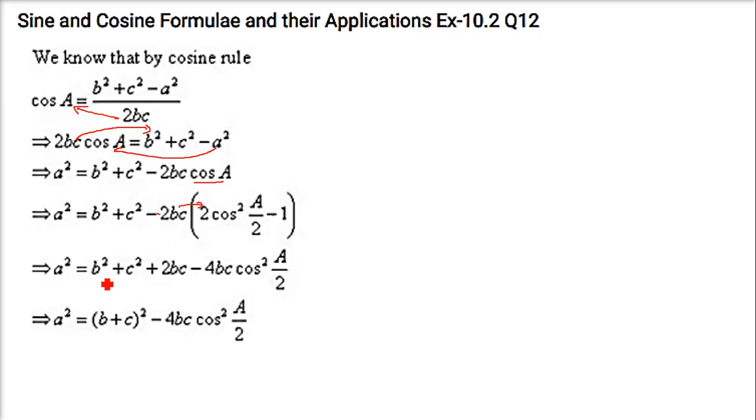But here if you see, this (b plus c) whole square formula is there. b square plus c square plus 2bc. So you can write (b plus c) whole square. So this is the result.